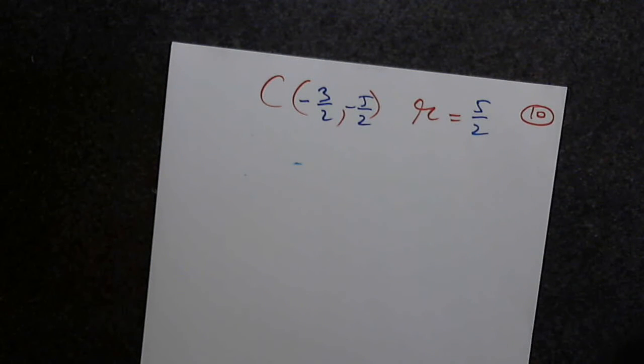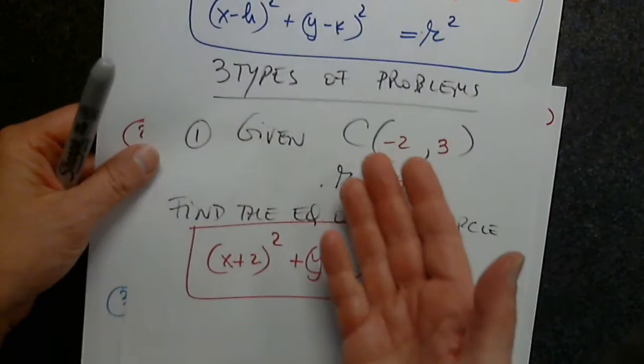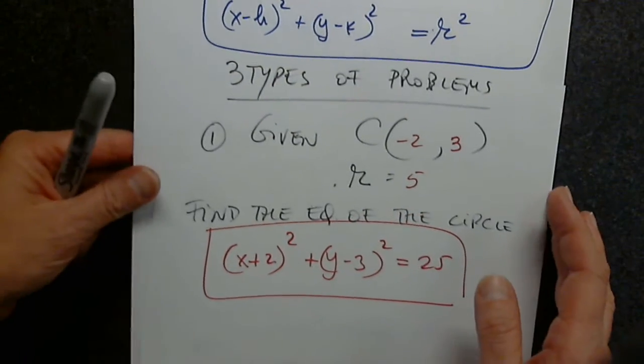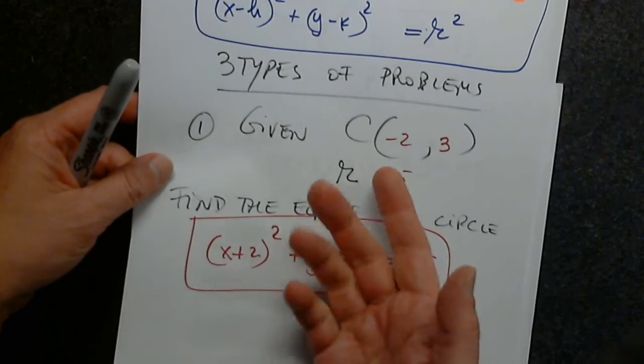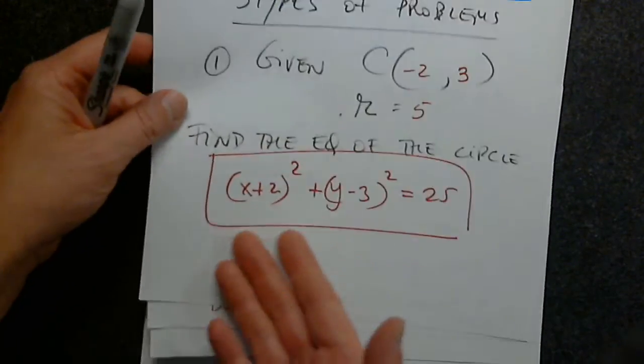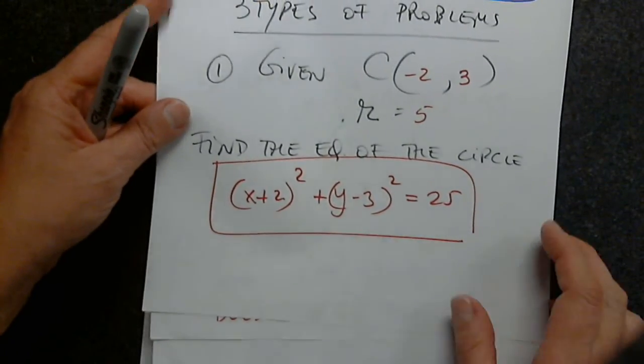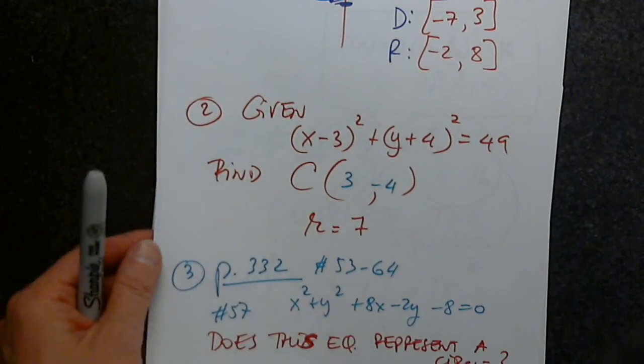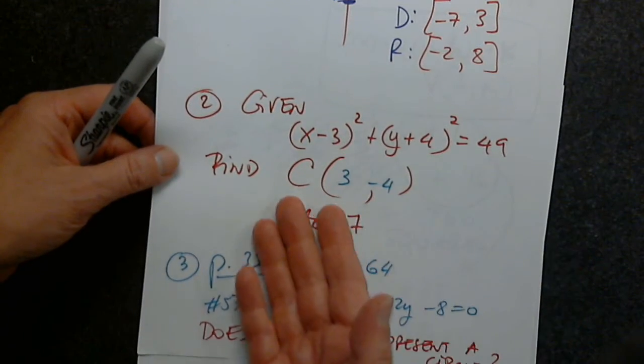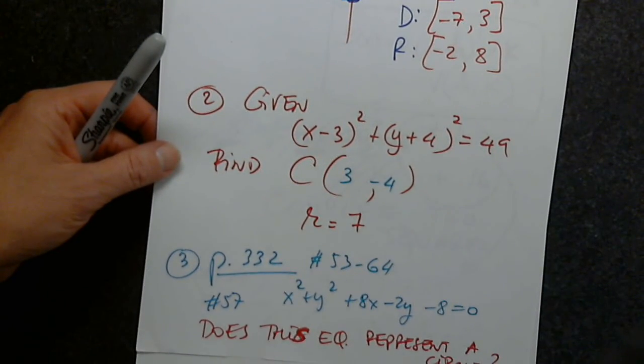You mean the standard form of which equation? Of what? Yeah, so this is what we just did. Given the center and the radius, find the equation. That was one type. The second type, given the equation, determine the center and the radius.